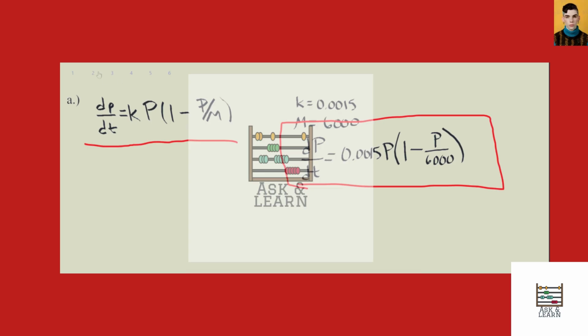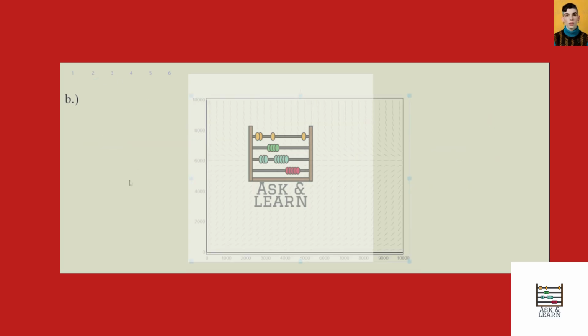Well, this over here is our general form of this differential equation. Right? Well, we have that k is 0.0015 and M, which is the carrying capacity, is 6,000. So this is how we can write this model here using the logistic differential equation. So there we go.